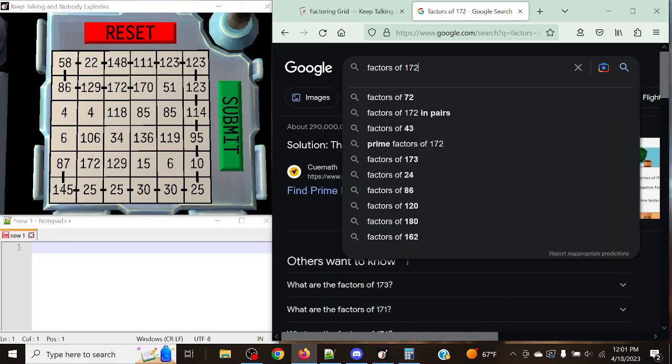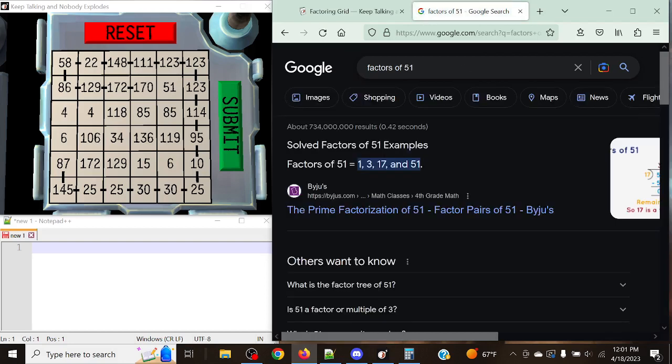What else could it work with? Factors of 51. 17. Yes. 17 times 10. Yeah, that would work. I think I could see a potential path. All of these are divisible by 2. And then we determined that 172 and 129 go together. Divisible by 3.